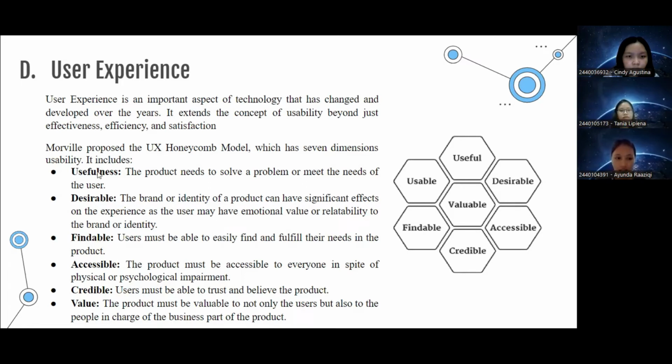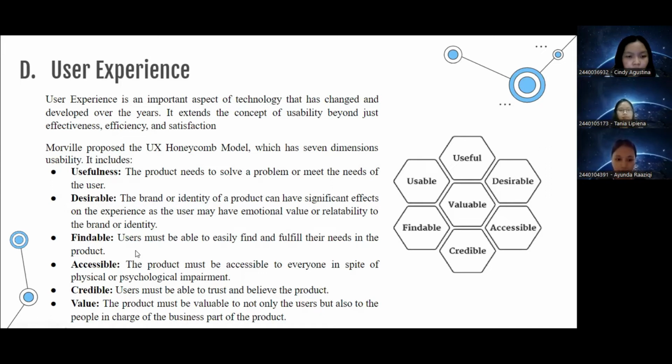It includes usefulness. The product needs to solve a problem or meet the needs of the user. Desirable. The brand or identity of a product can have significant effects on the experience, as the user may have emotional value or relatability to the brand or identity. Findable. User must be able to easily find and fulfill their needs in the product.